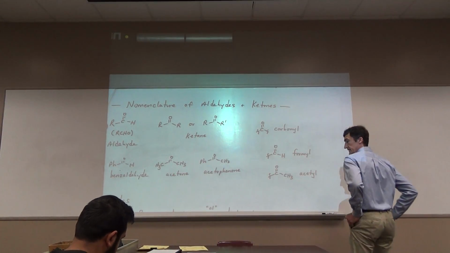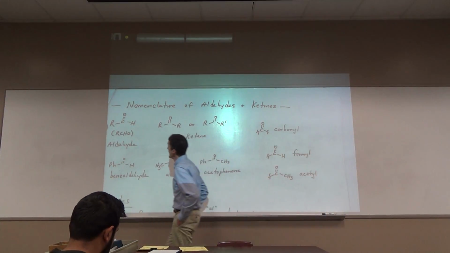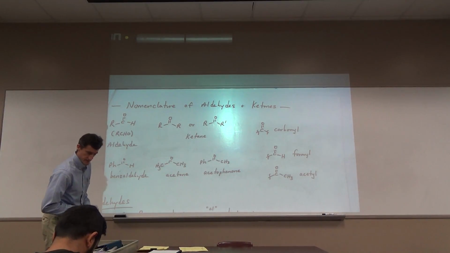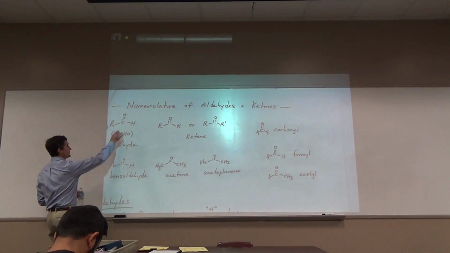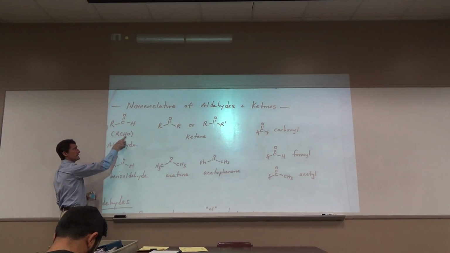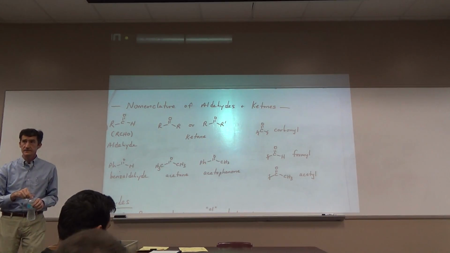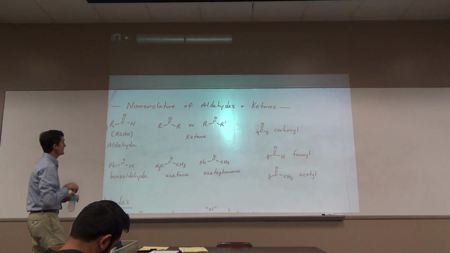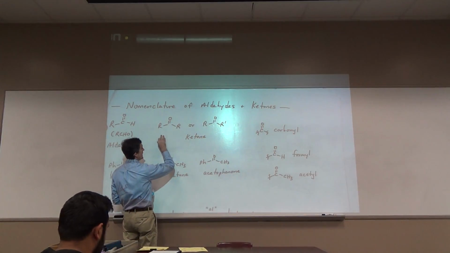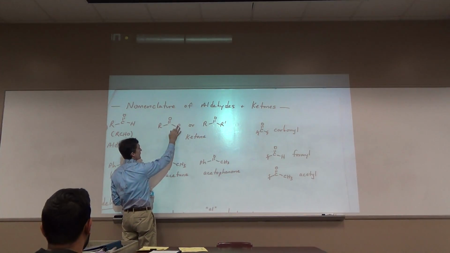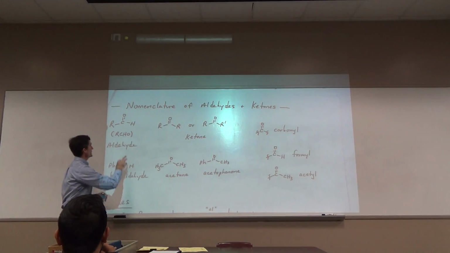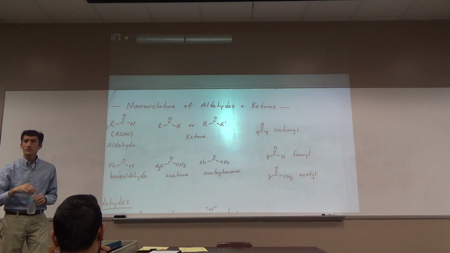Nomenclature of aldehydes and ketones. Aldehyde. Of course, this is your functional group, condensed down to CHO, that's the condensed form for the aldehyde group. Ketones: we can have symmetrical ketones where both R groups are the same, or non-symmetrical where the R groups are different. Of course, aldehydes only have one R group on the carbonyl.